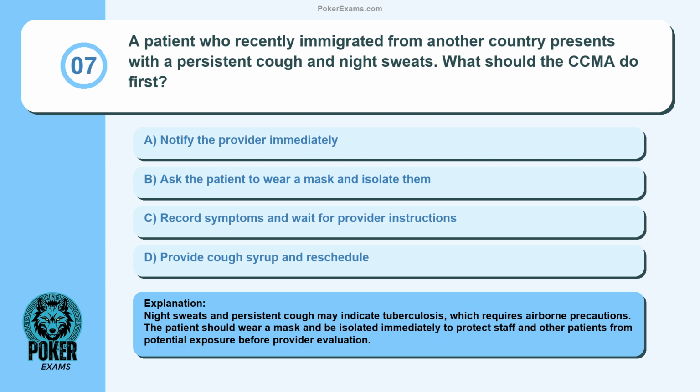Night sweats and persistent cough may indicate tuberculosis, which requires airborne precautions. The patient should wear a mask and be isolated immediately to protect staff and other patients from potential exposure before provider evaluation.